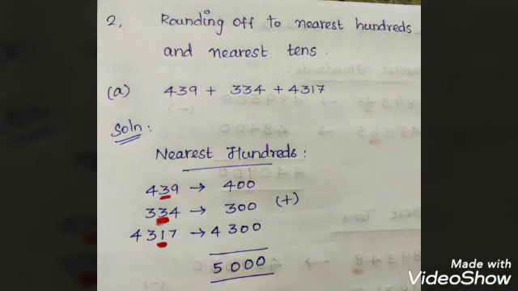First, 439 plus 334 plus 4,317. First, we are going to round off to the nearest hundreds. So first 439. Hundreds means we should see the tens place. What is your tens place? 3. 3 is less than 5 or greater than 5? Less than 5. So what will we put? 4, the first digit as it is. The remaining two digits are 0. 400.